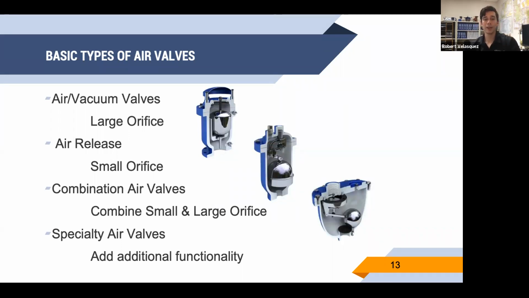So we have air vacuum valves, and these have large orifices. Air release valves have small orifices. Combination air valves have a combination of a small and a large orifice. And then specialty valves, which we'll talk about, are one of those types of valves with additional functionality.